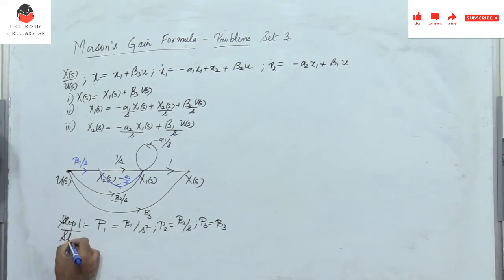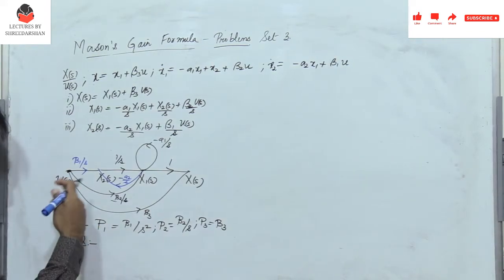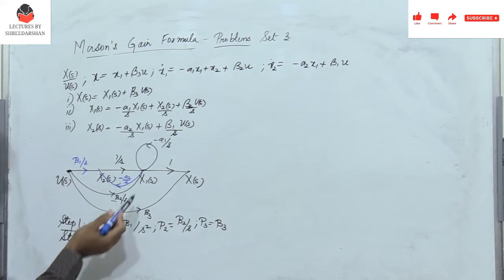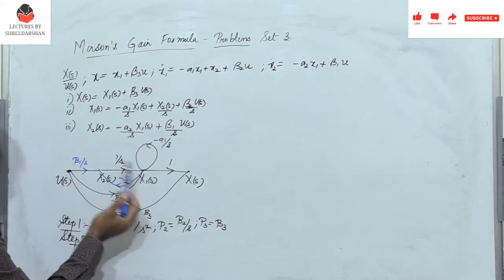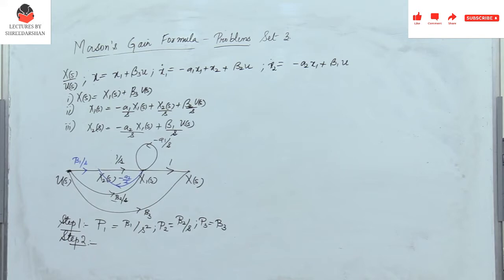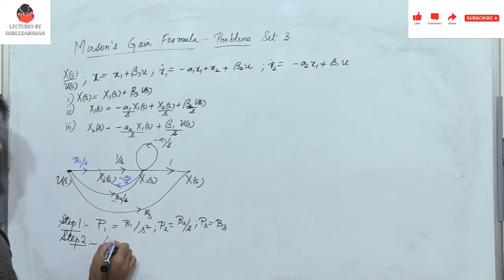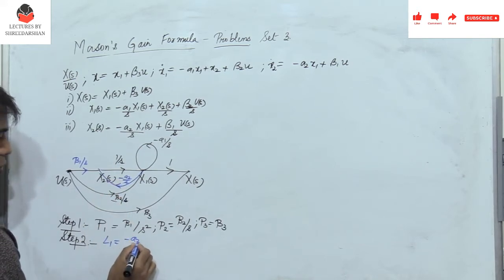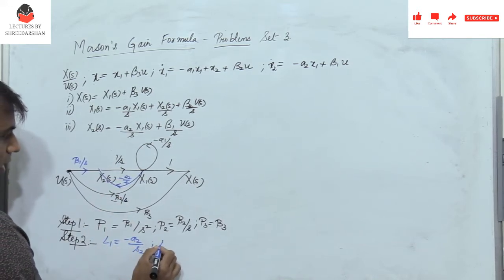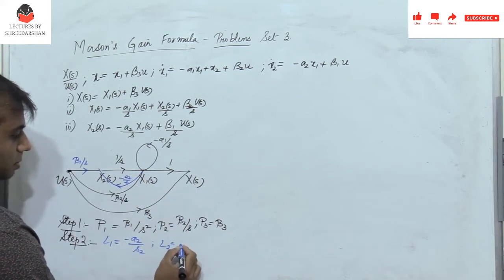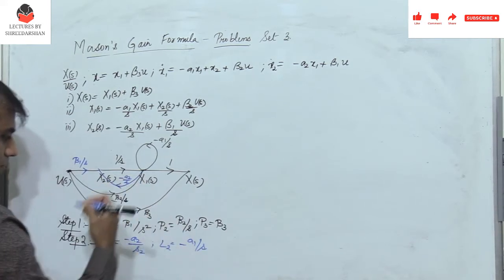Next, step 2. How many individual loops do I have? So I have one loop. This is one loop here, minus a1 by S. And definitely you have one more loop here, which is minus a2 by S into 1 by S. Alright, so let this be the first loop L1, which is minus a2 by S square, and then the second loop is minus a1 by S.